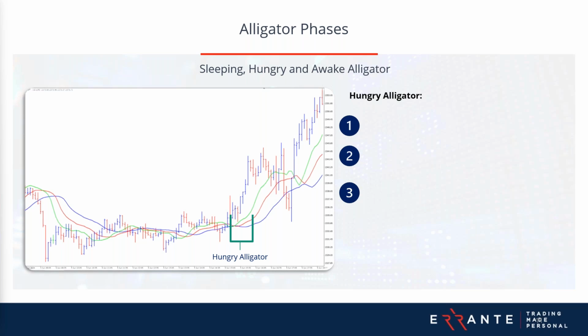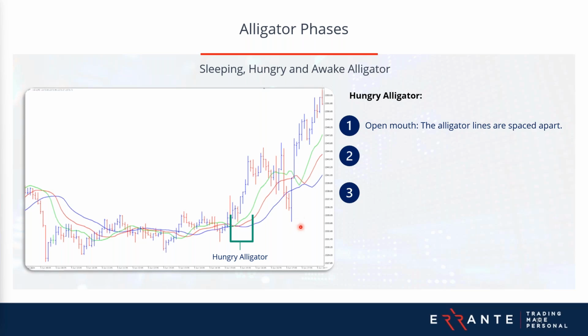The first sign we get to identify the hungry alligator is the open mouth. The alligator lines are spaced apart. When the alligator is in the hungry phase, the three lines, the lips, green one, the teeth or the red line, and the jaw or blue line, begin to spread apart. This divergence is often referred to as the alligator opening its mouth.